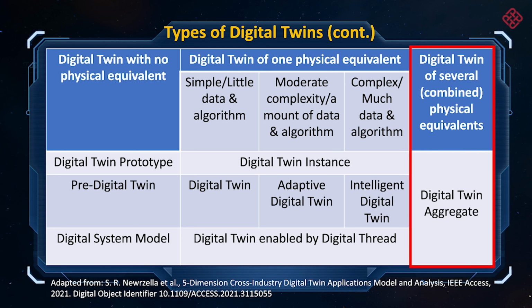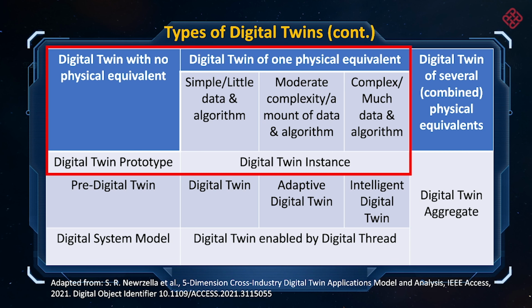And for a digital twin system that has multiple instantiations of the physical systems, we call them, as we mentioned in the previous slide, digital twin aggregate, right? DTA, because they have many instantiations already and they have accumulated lots and lots of useful data for analysis and learning purposes. So coming back to this table in a horizontal way, we're talking about a system without a physical equivalent. We call it digital twin prototype. A system with one physical equivalent, a DT, would be a digital twin instance.